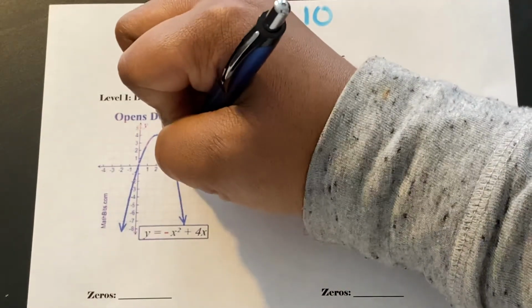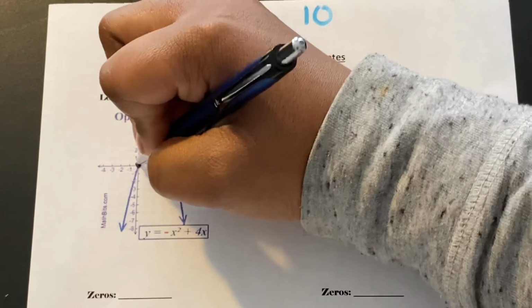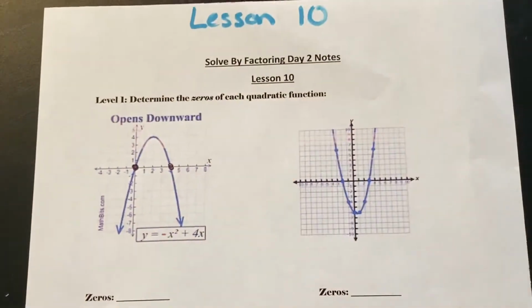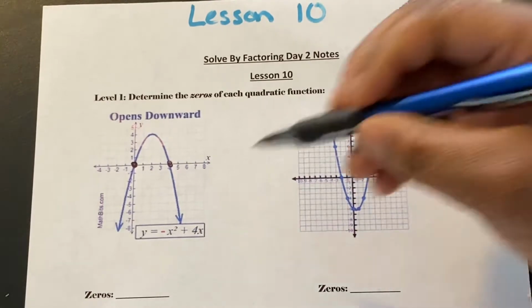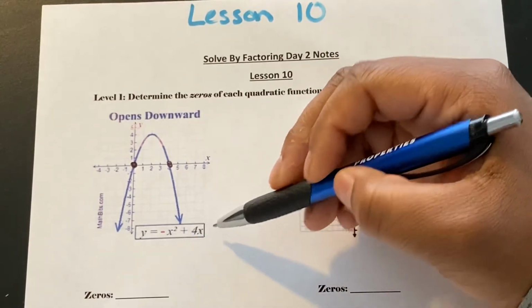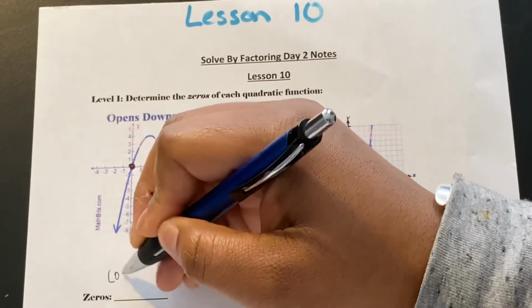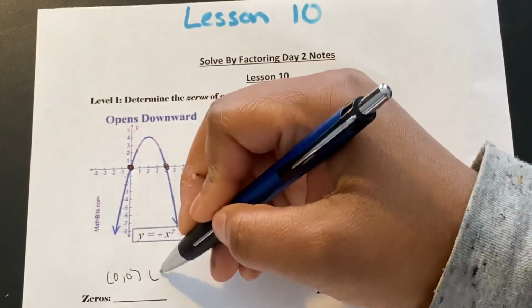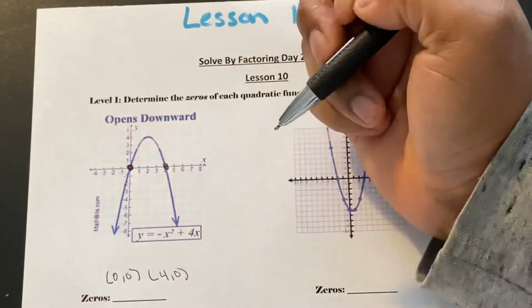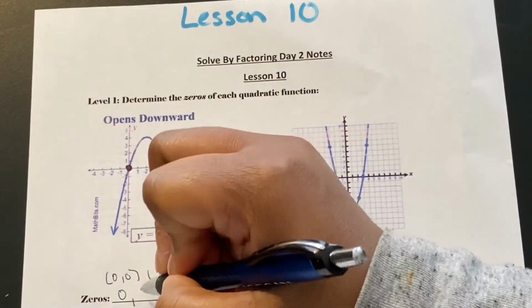Remember, the zeros are wherever the x-intercepts are, where the graph, the parabola, crosses the x-axis. So if you look here at this first graph, y equals negative x squared plus 4x, we see that the zeros or the x-intercepts are the points (0, 0) and the point (4, 0). So we would basically say the zeros are 0 and 4.